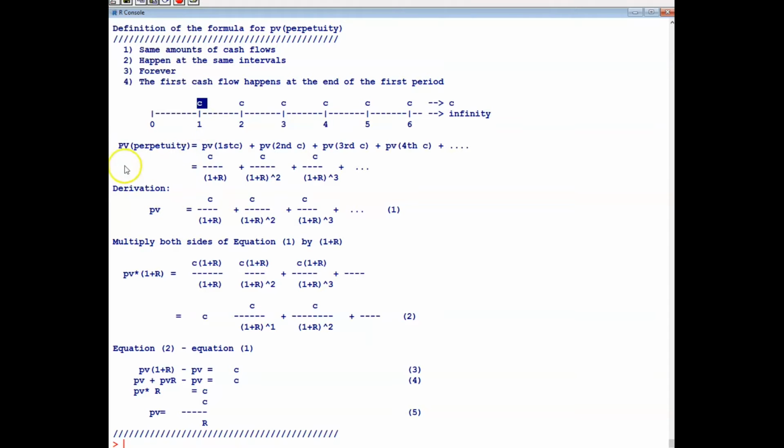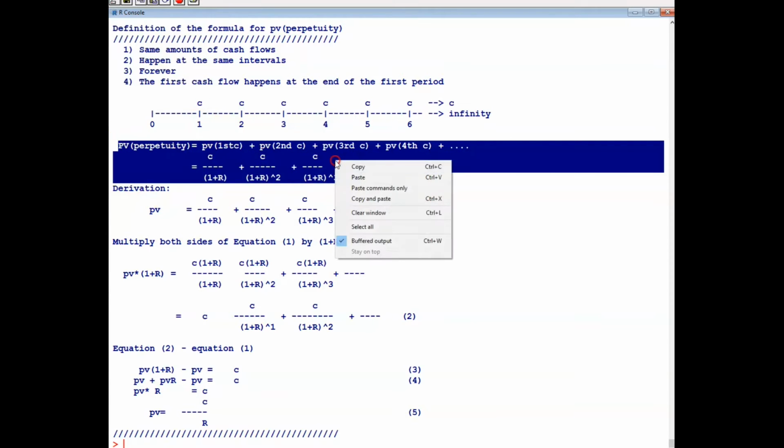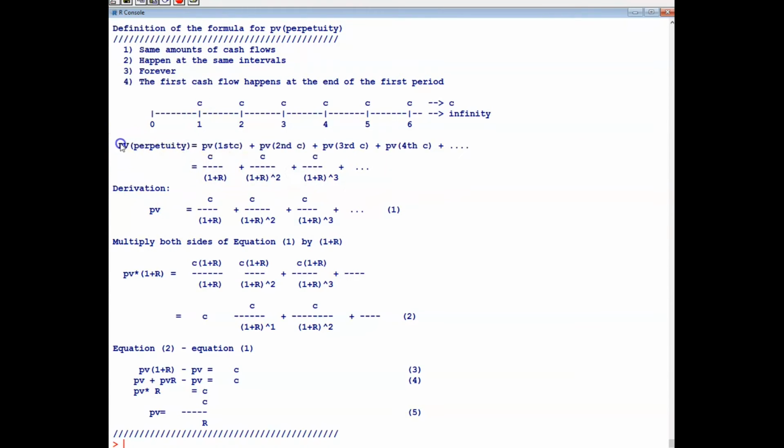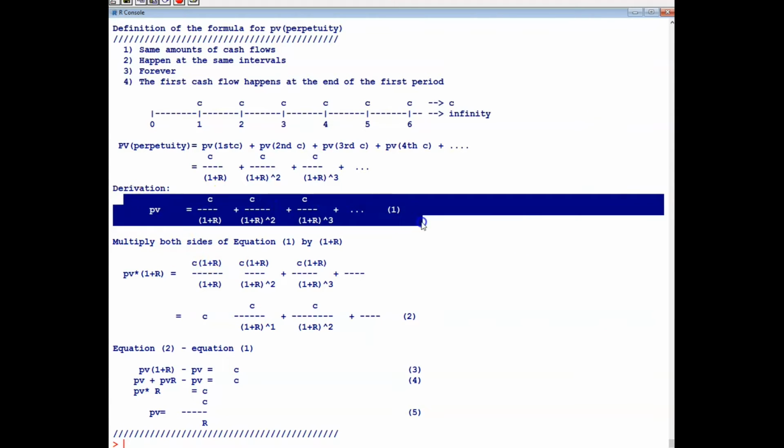This is our cash flow pattern on the timeline. The first cash flow happens at the end of first period. I'm going to copy paste this. So what is the present value of perpetuity? Present value of perpetuity is present value of first cash flow plus present value of second cash flow plus present value of third cash flow, and continue this way. So this is the definition of present value of perpetuity. I'm going to copy this one. So this is equation number 1.